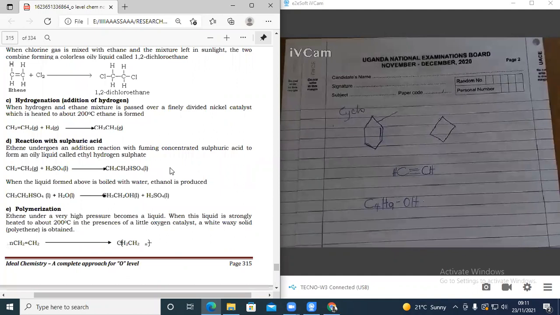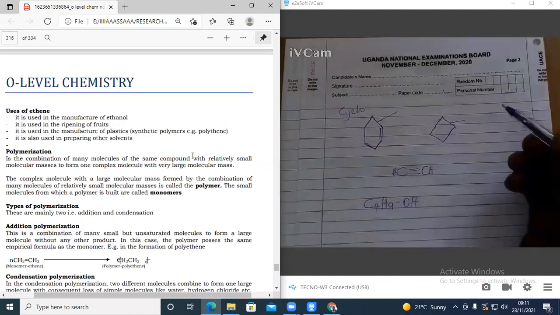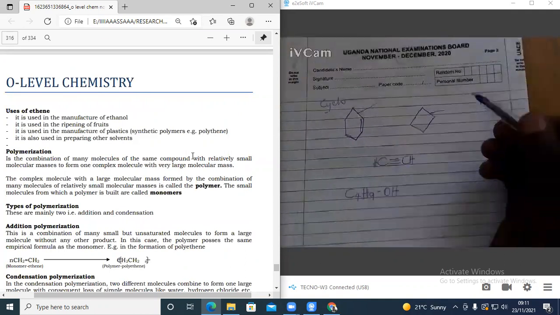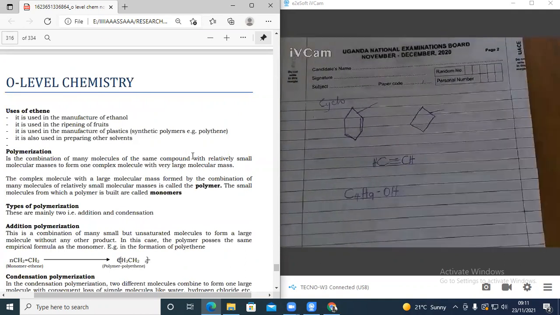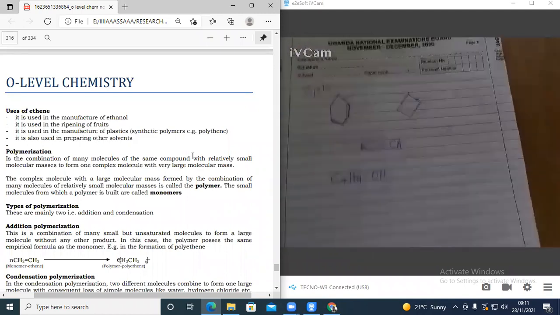Who has the name? Okay, let's start from here. What's the name of this compound? Propene.